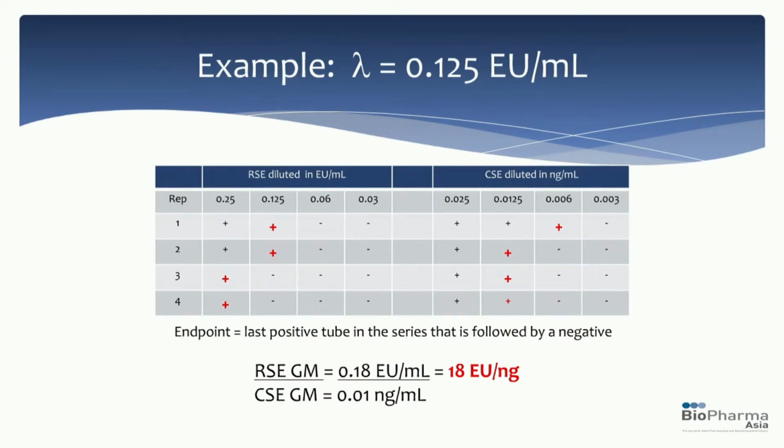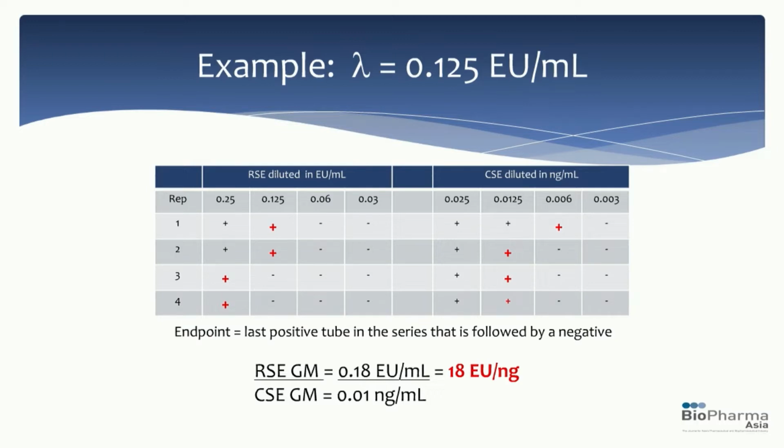So for example here, if I have a lysate with a lambda, an endpoint of 0.125 EUs per milliliter sensitivity, and I do my RSE on the left-hand side diluted in EUs per milliliter, those red crosses are the endpoints. So for replicate 1, the endpoint is 0.125 because it's followed by a negative at 0.06. Replicate 2, the same. Replicate 3, the endpoint is 0.25 because it has a negative at 0.125. Replicate 4 is the same.